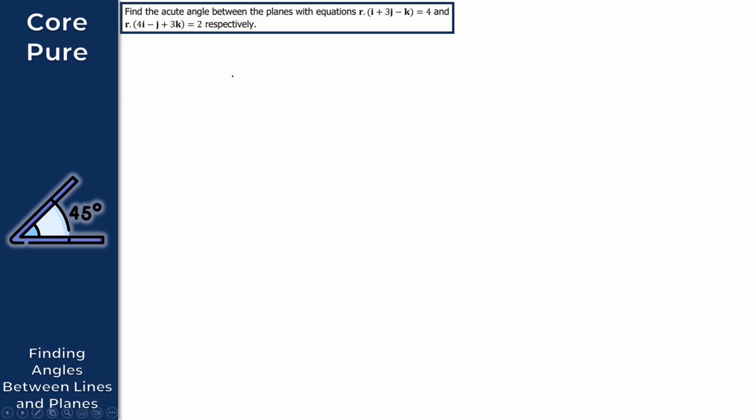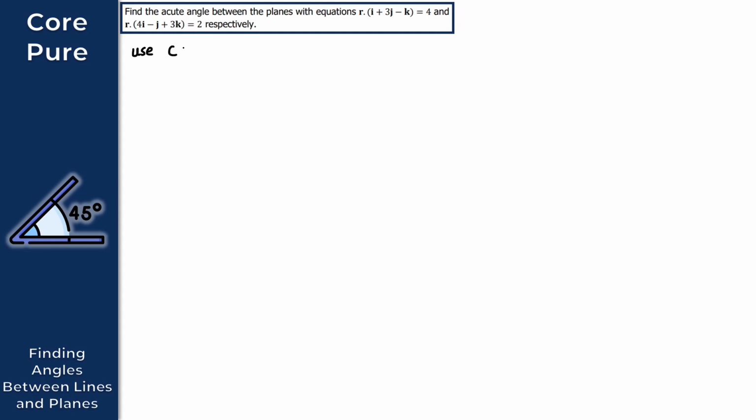So for question 2 here, it asks us to find the acute angle between the planes with these given equations here. So this equation is for the first plane, and this equation here is for the second plane. And because we're looking to find the acute angle between 2 planes, we know that we need to use the following result here.